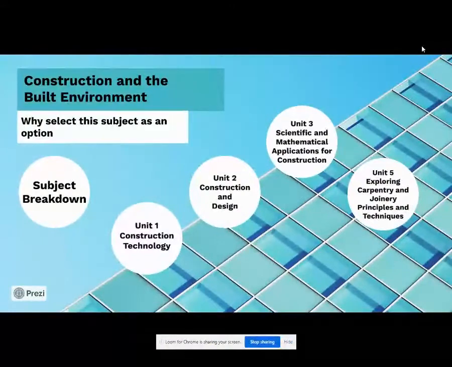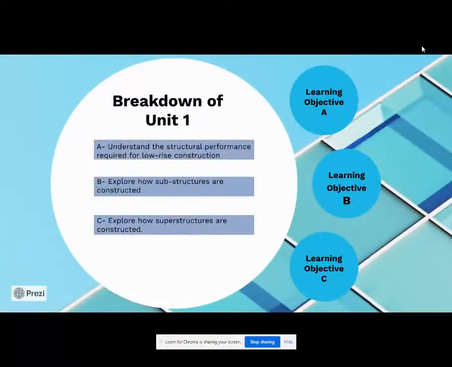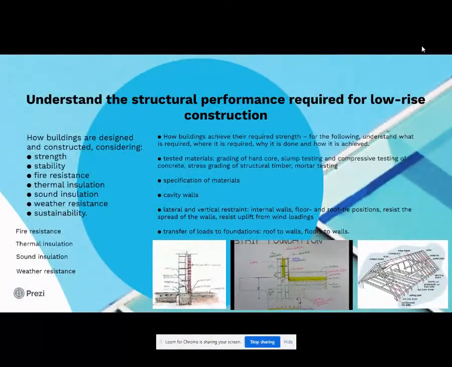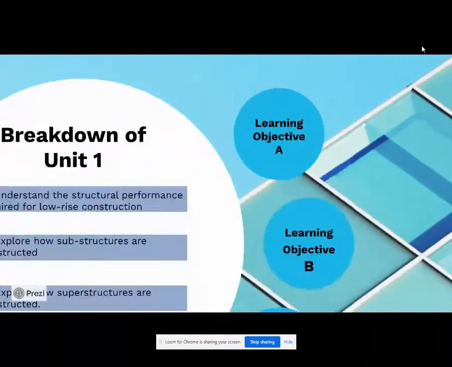To look into these 4 units a bit more, number 1 is construction and technology. So this is the exam itself. What you'll need to know before you sit the exam is how buildings are designed and constructed, considering various things such as strength, stability, fire resistance. You then need to look at specification of materials, tested materials, cavity walls. The 3 images down the bottom, you will not only need to be able to label, you will actually need to be able to draw as well. That's all part of the exam.